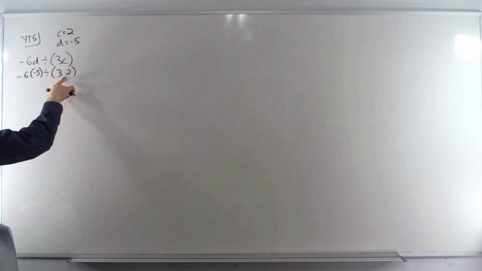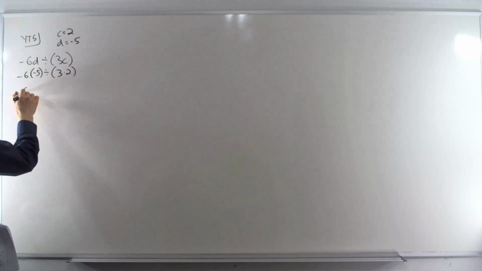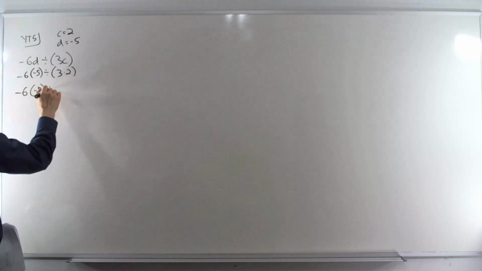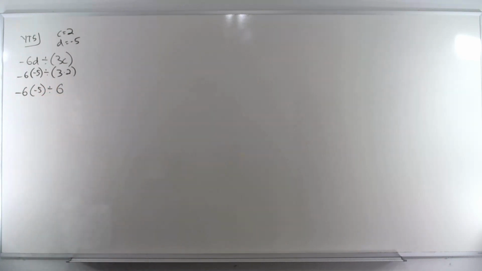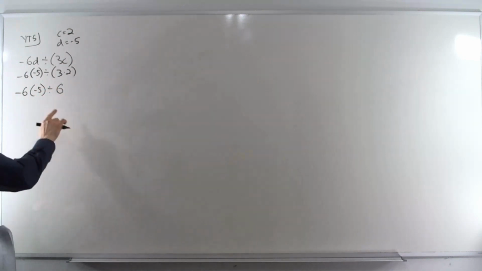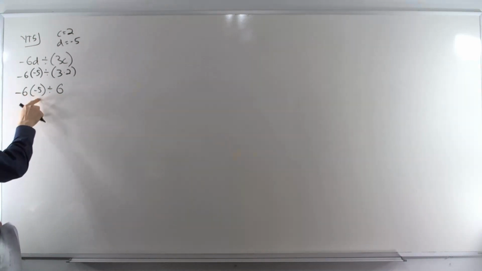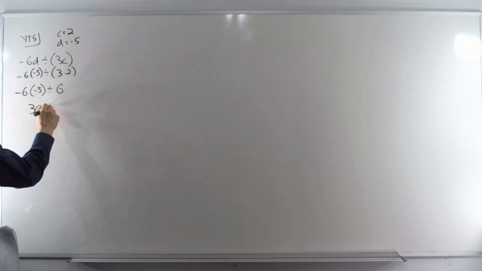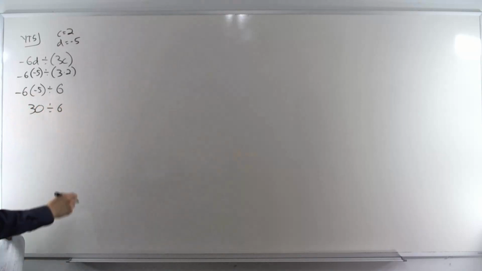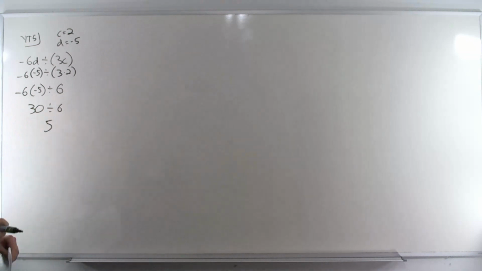Order of operations says inside the parentheses first. -6 times -5 divided by 6. Now we've got multiplication and division. We'll work left to right. So starting over here, -6 times -5. Negative times negative is a positive, so we get 30 divided by 6. And then finally divide to get 5.